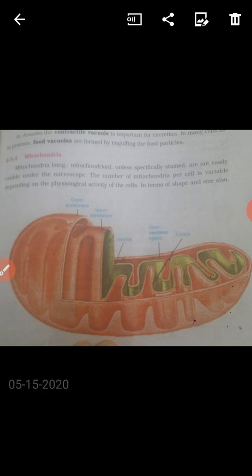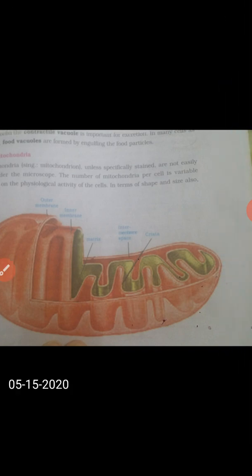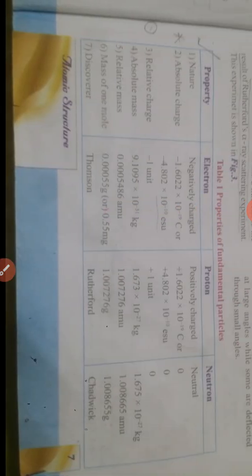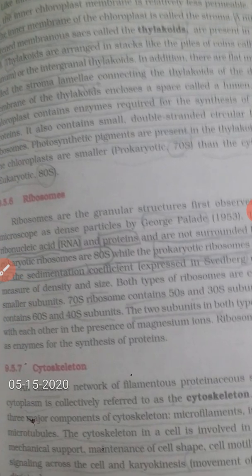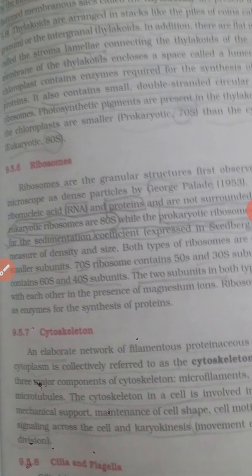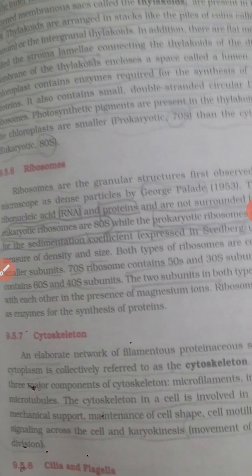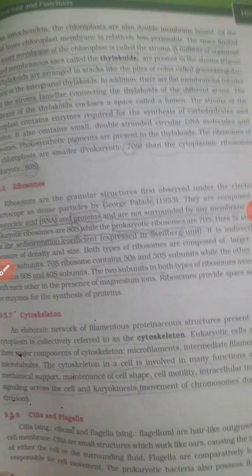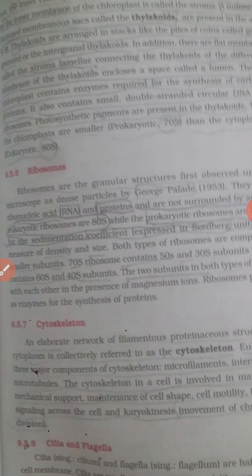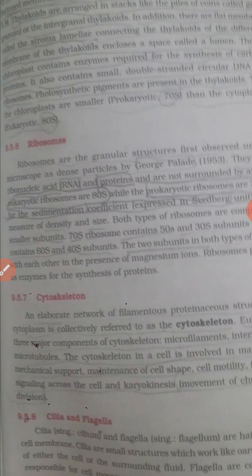Ribosomes. Now we move on to another topic, ribosomes. Ribosomes are granular structures first observed under the electron microscope as dense particles by George Palade. They are composed of ribonucleic acids, RNA, and proteins. They are not surrounded by any membrane.